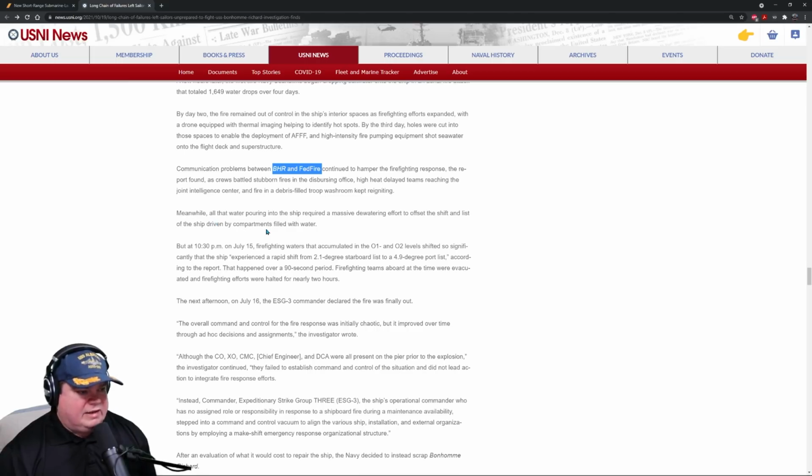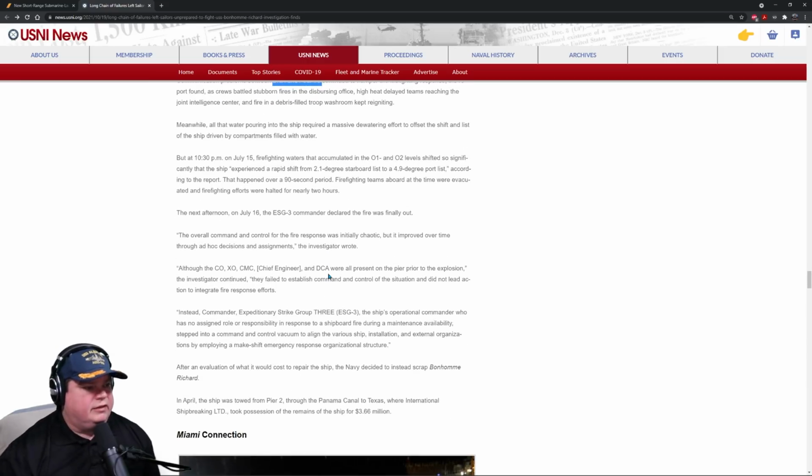Meanwhile, all that water pouring into the ship required a massive dewatering effort to offset the ship's list, driven by compartments filled with water. So that's true. All this firefighting water is not necessarily leaving the boat. It's going to make the boat more heavy, you know, ballasting it down there by the pier.